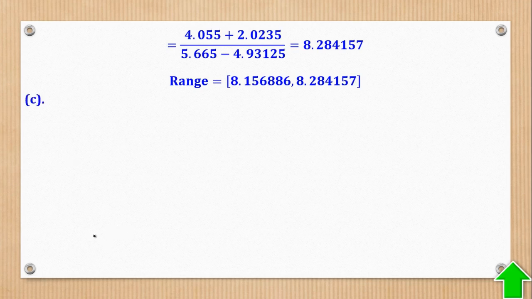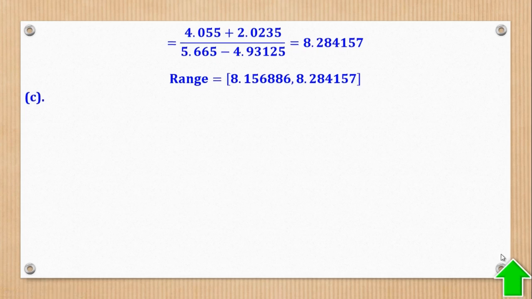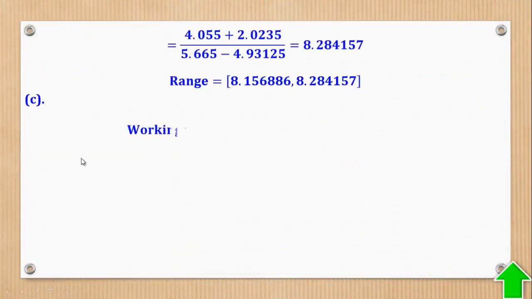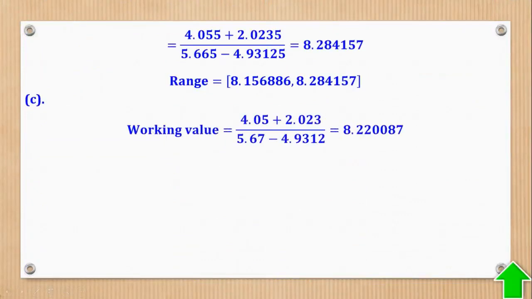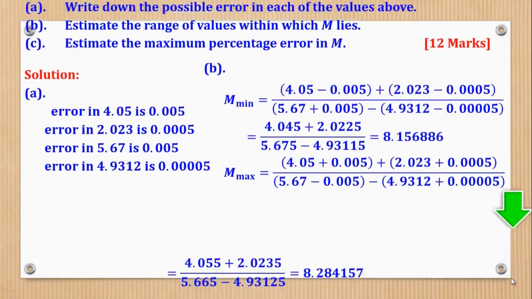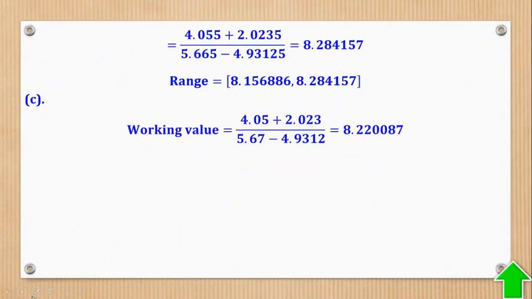Then part C says estimate the maximum percentage error in M. So the maximum percentage error will be relative error multiplied by 100. And how do we get relative error? To get relative error, we're going to first get the working value. Working value means this very value given in the question. So the value of M without altering anything is the working value. So you come and use a calculator and work it out.